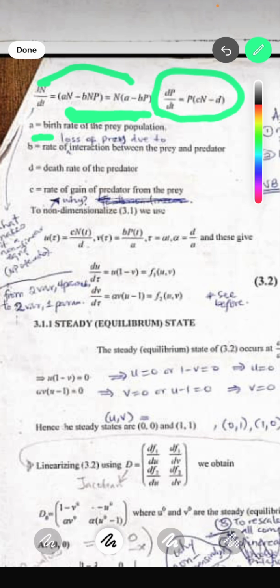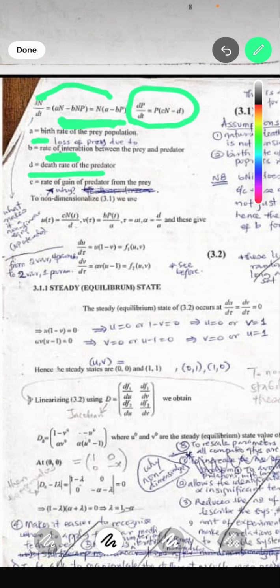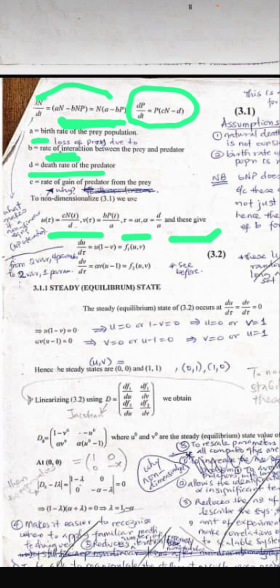They say where a is the birth rate of the prey population, b is the rate of loss of prey due to the interaction between the prey and predator. Rate of loss is just trying to say death. d is the death rate of the predator. c is the rate of gain of the predator from the prey. Now they are non-dimensionalizing this equation.